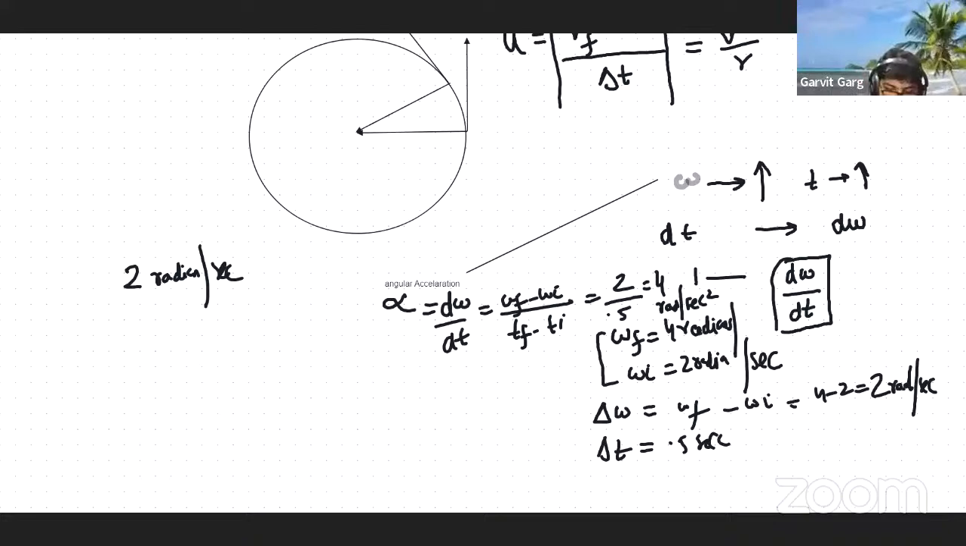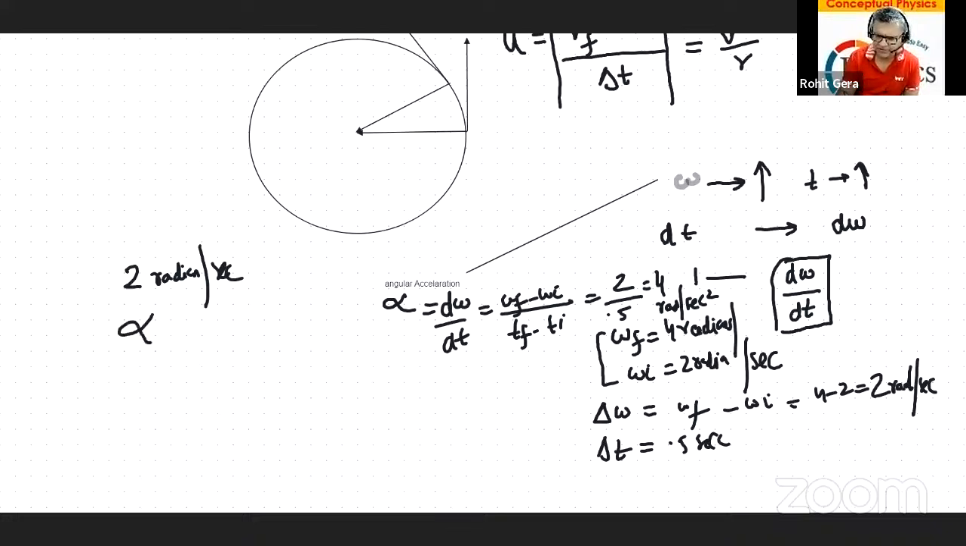Yes, sir. Right, so this is called alpha, and the way to write it is alpha can be written as d omega by dt, and can also be written as, because omega is equal to d theta by dt, the double derivative of theta with respect to dt square.